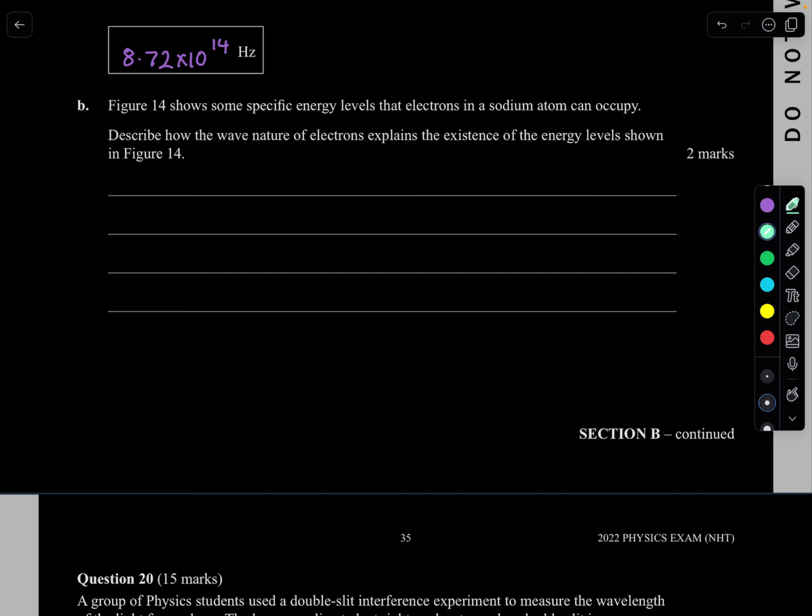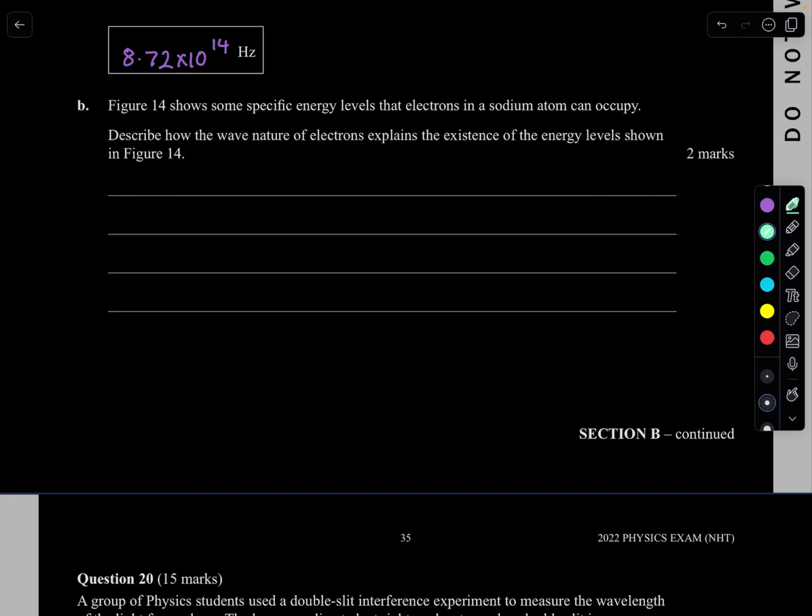Make sure you have a nice summary in your summary sheet, because whenever you get this question, you can easily summarize it and put it in your exam when the time comes. So for this question, just read it, because you want to answer the question first. Describe how the wave nature of electrons explains the existence of the energy level shown in figure 14.